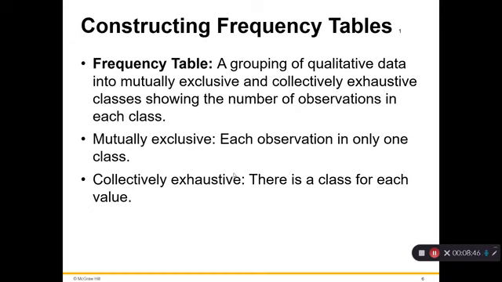And collectively exhaustive, what is it? It means that all possible outcomes or observations are accounted for in the classification system. In the diagram, the entire area within the boundary represents all possible observations, ensuring that there is a class for every possible value. Using the fruit example, you would need to ensure that every type of fruit falls into one of the defined classes. For example, whether it is apple, banana, orange, or something else.